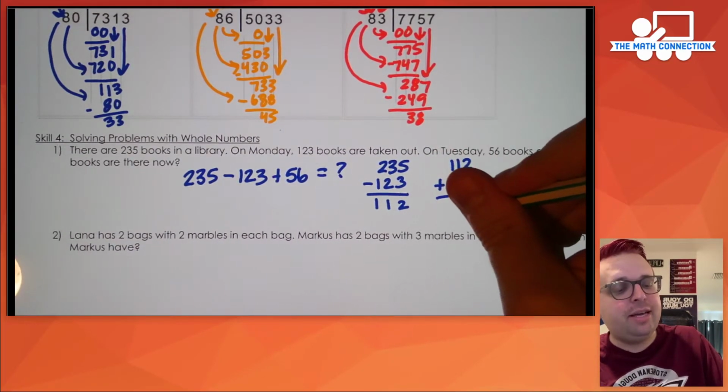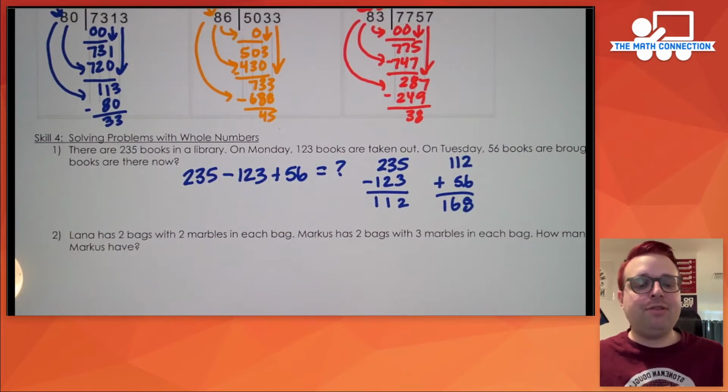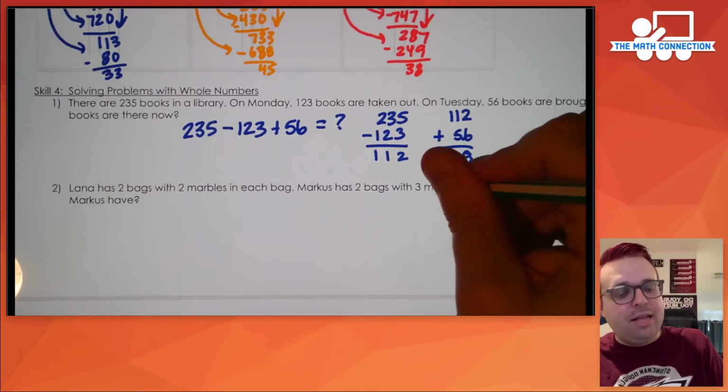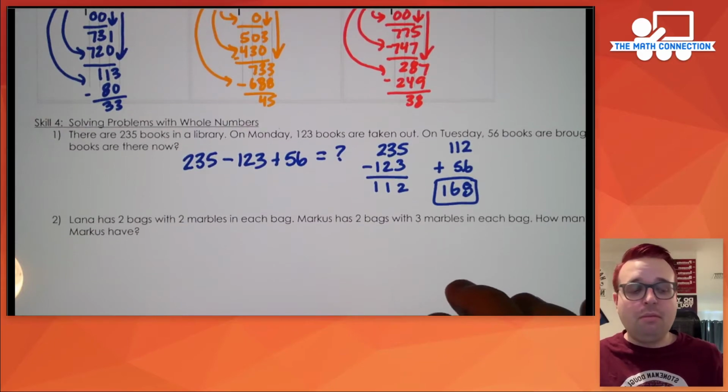6 and 2 is 8, 5 and 1 is 6, and 1 and 0 is 1. So after the 123 are removed and 56 are put back, the library has only 168 books remaining, okay?